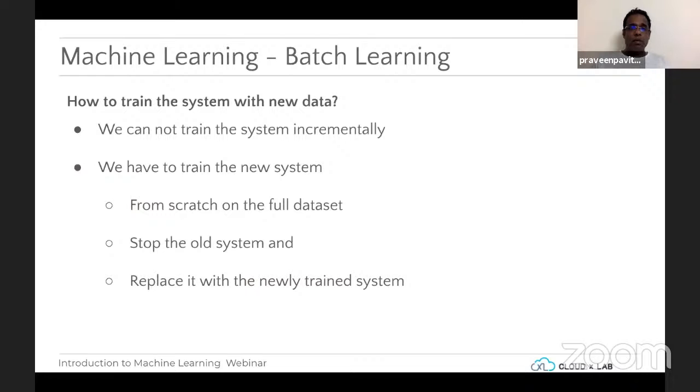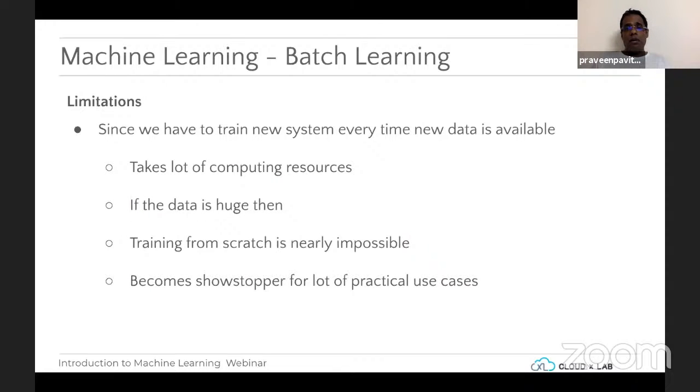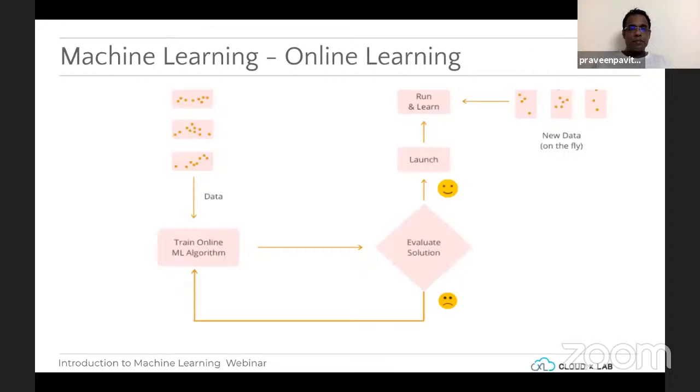Okay, so the problem here is that we cannot train the system incrementally. You have to train the new system every time. So if you have a new data set, you have to create a new data set and do it from the start again. You have to stop the old system and replace it with a newly trained system. If you have to train a new system every time new data is available, that is a lot of wastage of computation resources. And training every time from scratch is very difficult and becomes too expensive, very slow, etc.